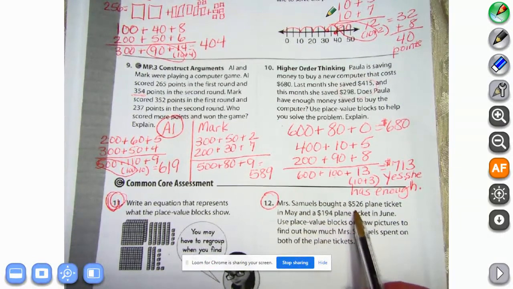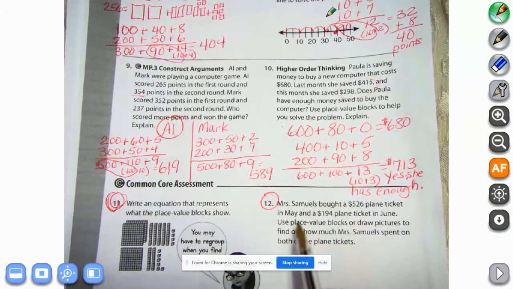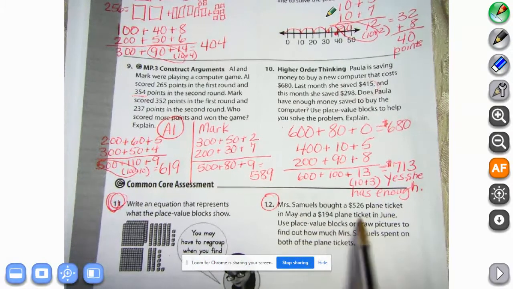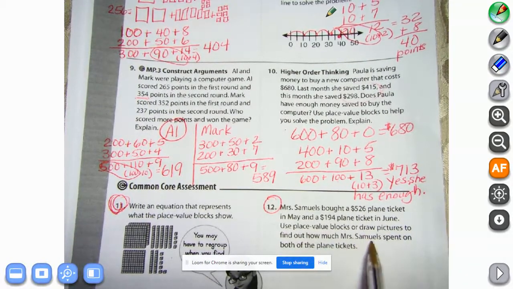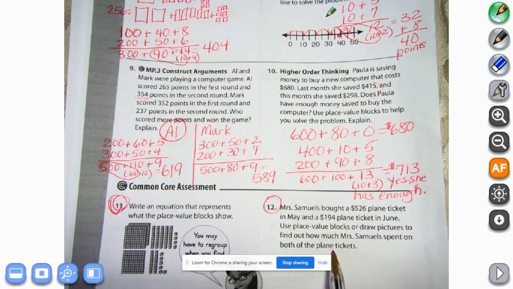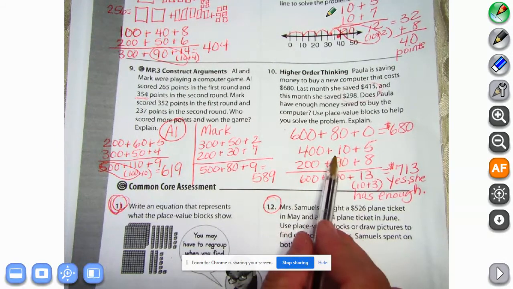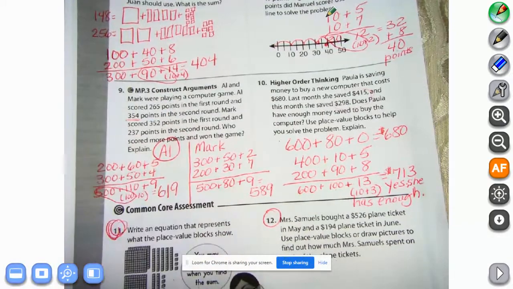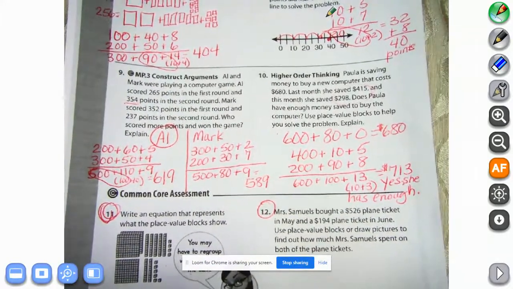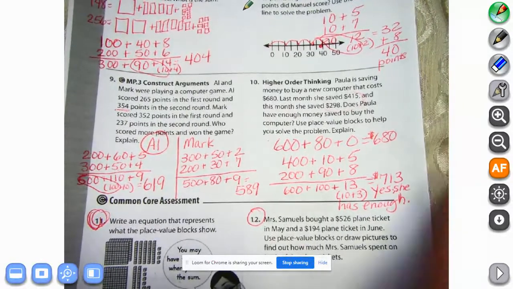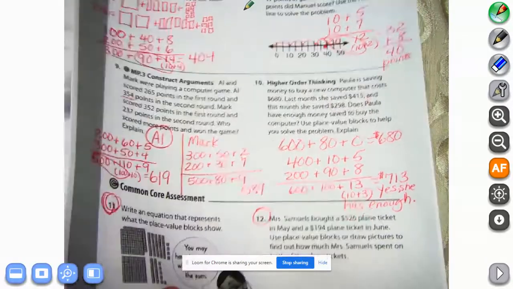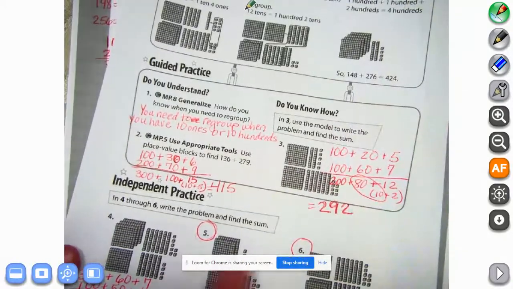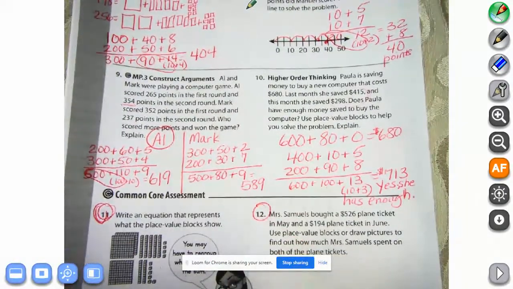Mrs. Samuels bought a $526 plane ticket in May and a $194 plane ticket in June. Use place value blocks or draw pictures to find out how much Mrs. Samuels spent on both of the plane tickets. So if you want to write it this way, you can. If you want to draw place value blocks, you can. Whichever will be easiest for you to answer those problems. All right. So for your homework part, you're going to be working on number 5 and 6, and then number 11 and 12. And then we'll correct those tomorrow.